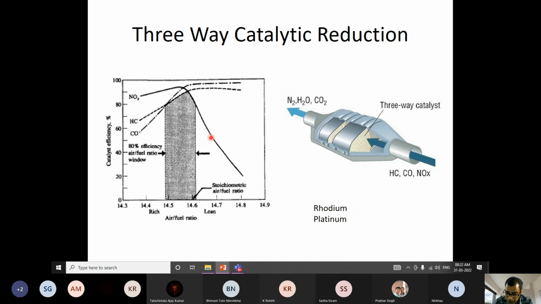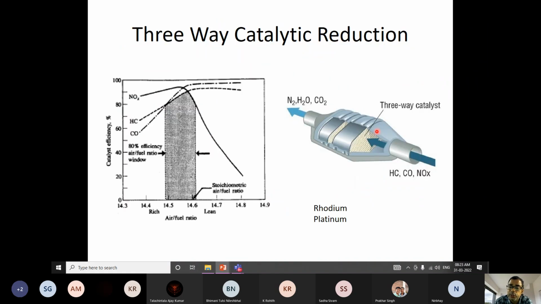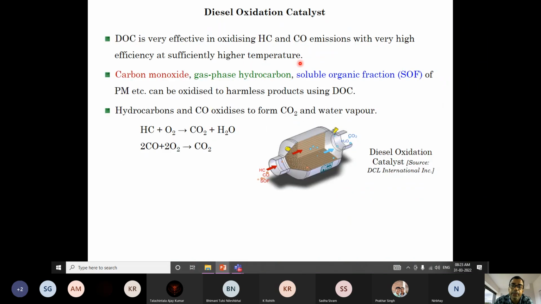Okay. Now let's move to the next converter, that is called the diesel oxidation catalyst. In the diesel engine, the same way this converter is used for the SI engine, it is called the three-way catalyst, TWC. In the diesel engine, there is another converter, and that is called the diesel oxidation catalyst. It only takes care of HC and CO.